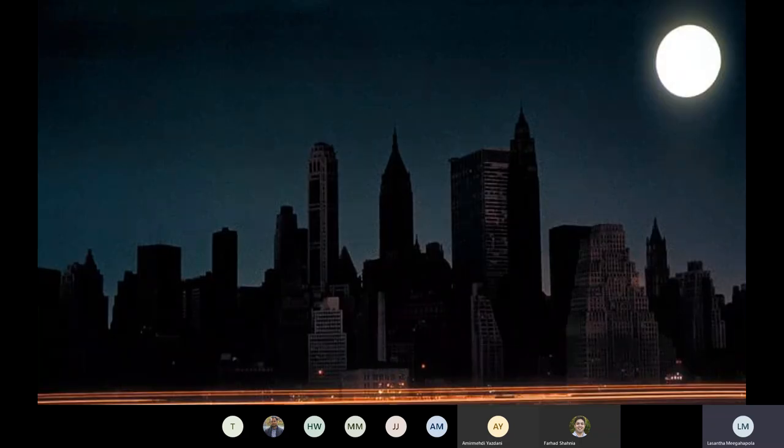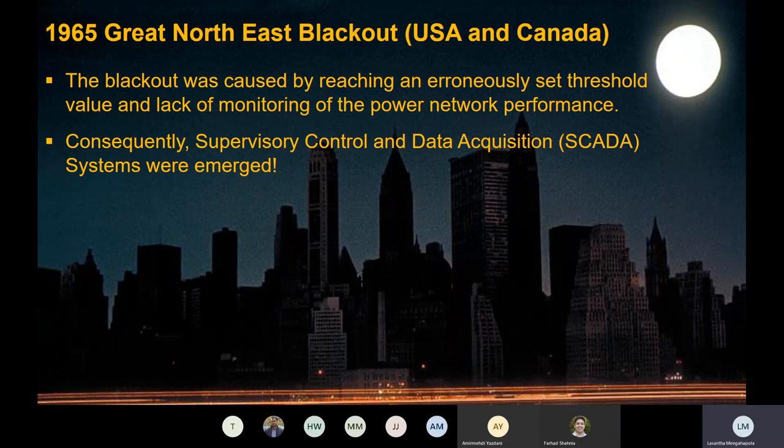Let me start with some brief introductory slides. Here you could see a blacked-out city. This is in fact from 1965, usually known as the Great Northeast Blackout, which happened in the USA and Canada. The event occurred due to an incorrect setting in certain protection equipment. Power system engineers and operators then started thinking of ways of tackling these problems, because at that time they didn't have a proper monitoring system across the power systems. That is how supervisory control and data acquisition systems, commonly called SCADA, emerged to monitor power system stability and dynamics.